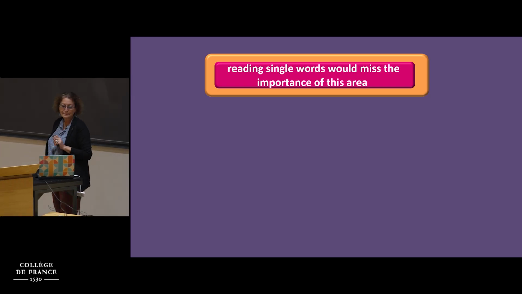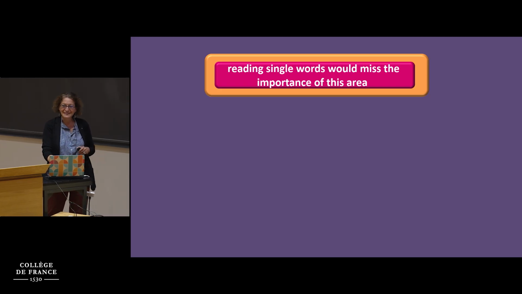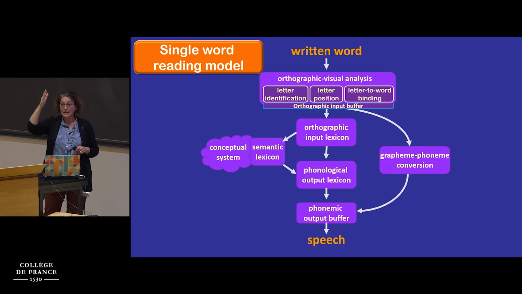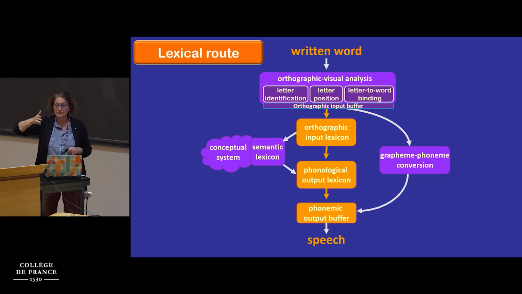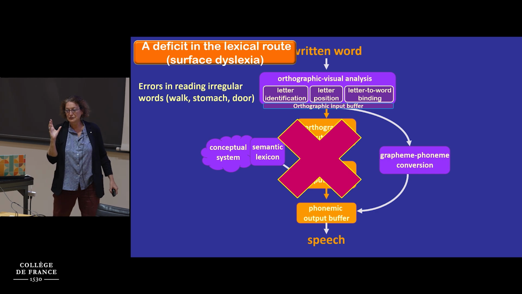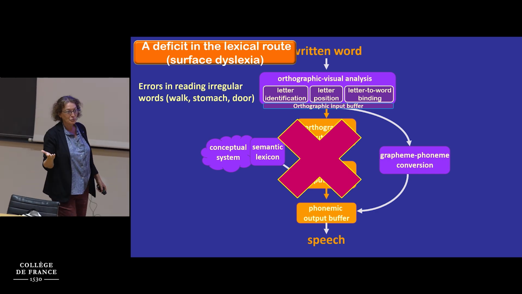Okay. Now moving to a different kind of dyslexia, surface dyslexia, a more famous kind of dyslexia. And surface dyslexia is a dyslexia that affects the lexical route for reading. So if there is a problem in the lexical route for reading, we have to read every word as if it were a new word.